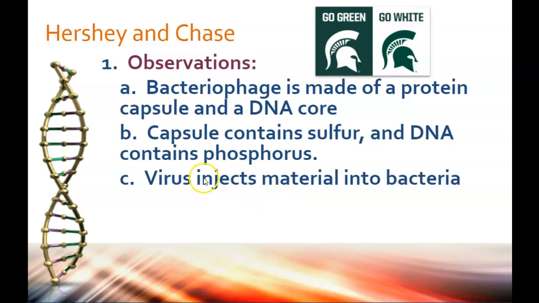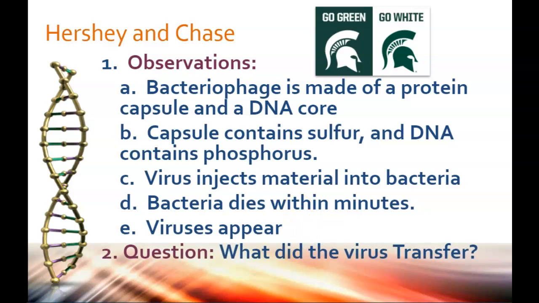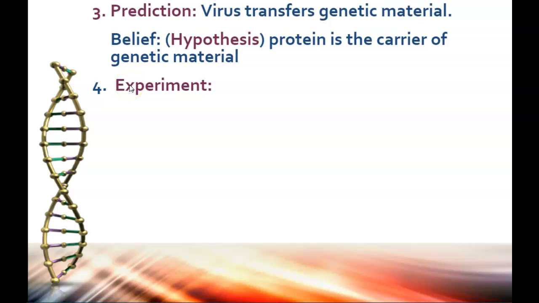They know that the virus is injecting something into the bacteria. They don't know which. And that within minutes, the bacteria will die, and in its place are viruses. So something has tricked the bacteria into making viruses. So whatever was being injected is for sure going to be our genetic material. So what did the virus transfer? Remember, they were setting out to disprove Avery, McLeod, and McCarty. They said proteins were the genetic code, right? So they're predicting that what is being transferred is protein.